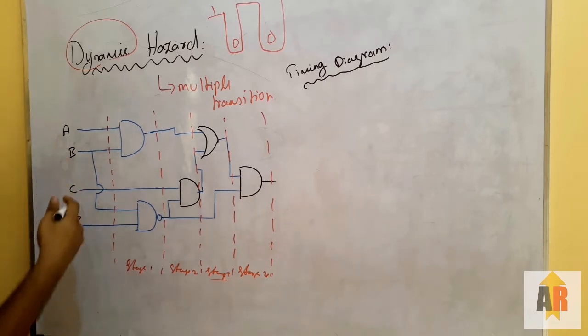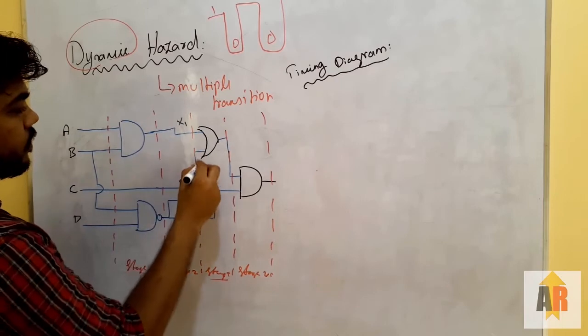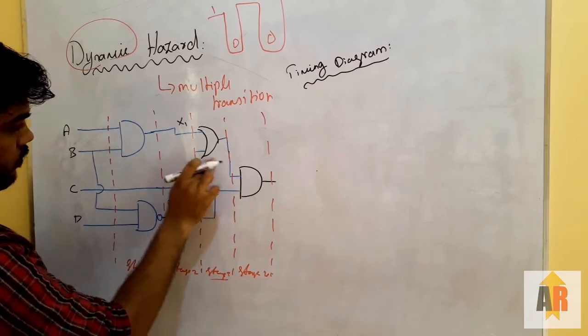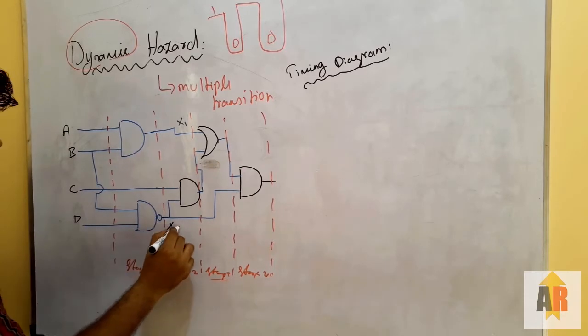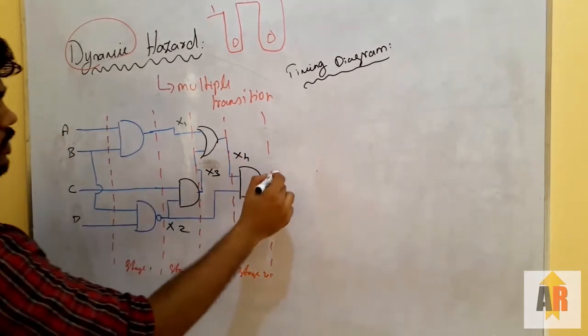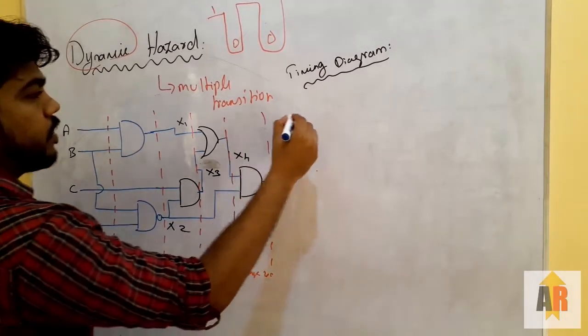So this is our A B C D. Then I will take this as x1, this as x2, not this is not x2. I will take this as x2, this as x3, this as x4, and this will always be our output y.